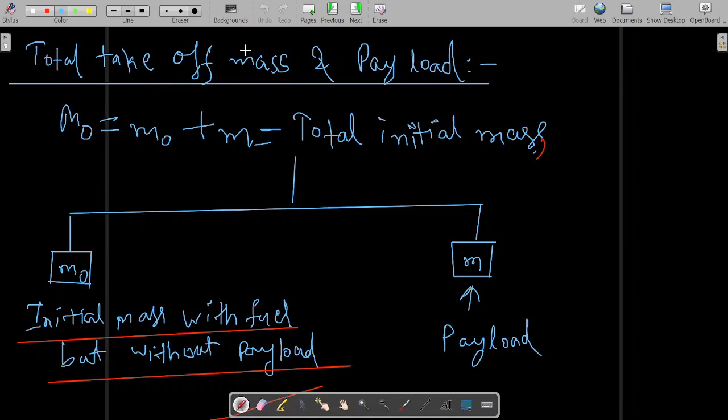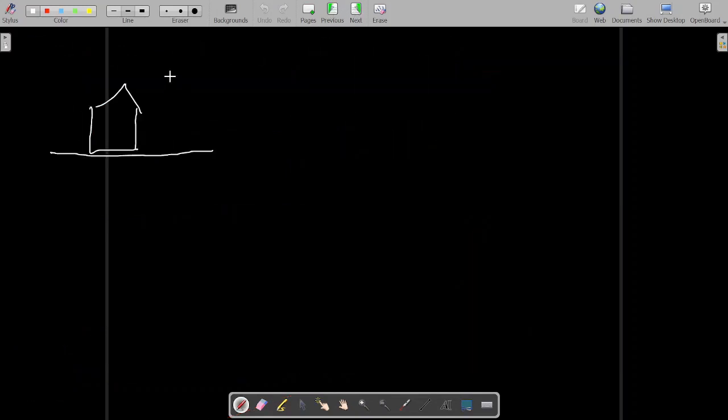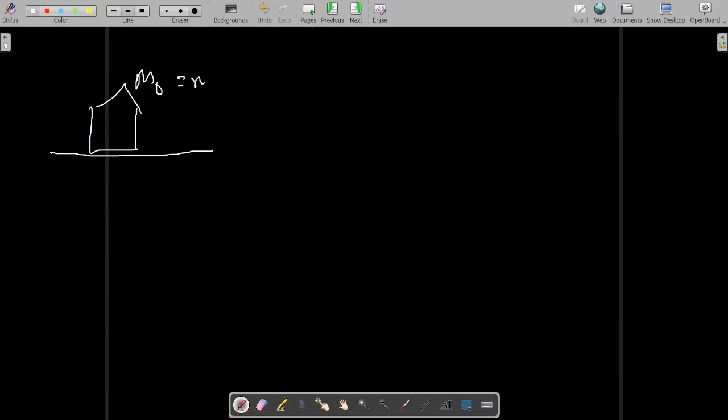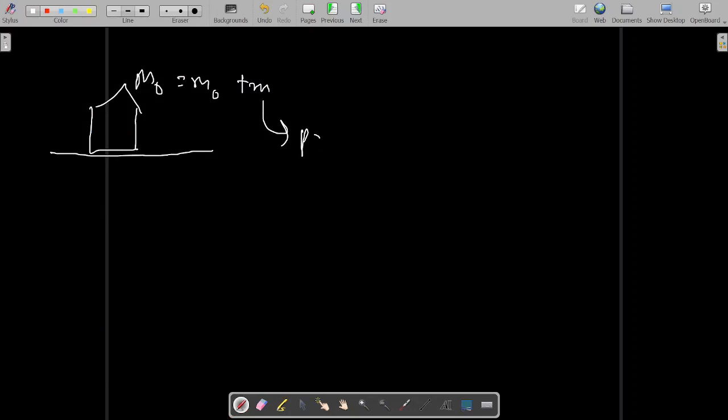Suppose one rocket is there, and the rocket takes off from the ground. The rocket starts its journey from the ground. Then capital M naught is the initial mass of this particular rocket. What does it comprise of? It comprises of a mass of payload. This is your mass of payload.